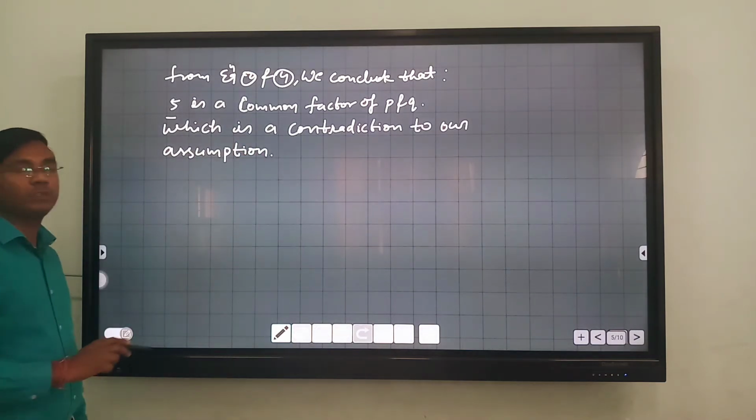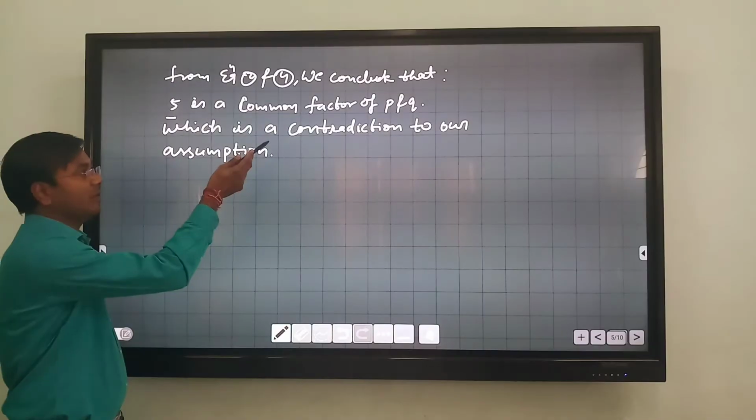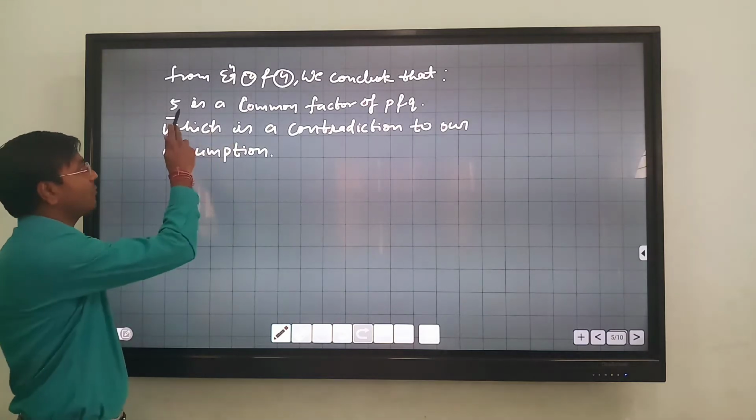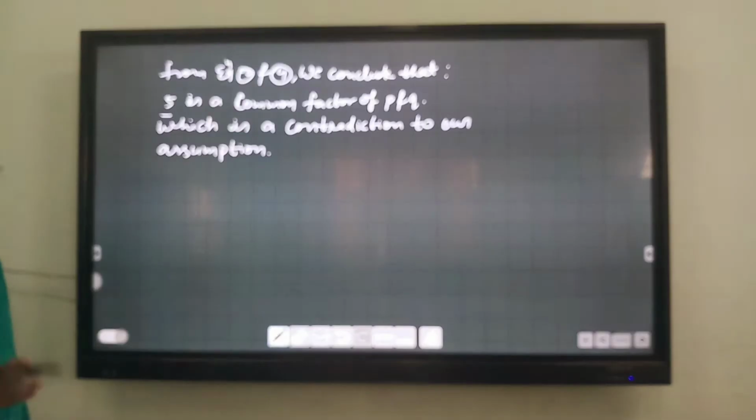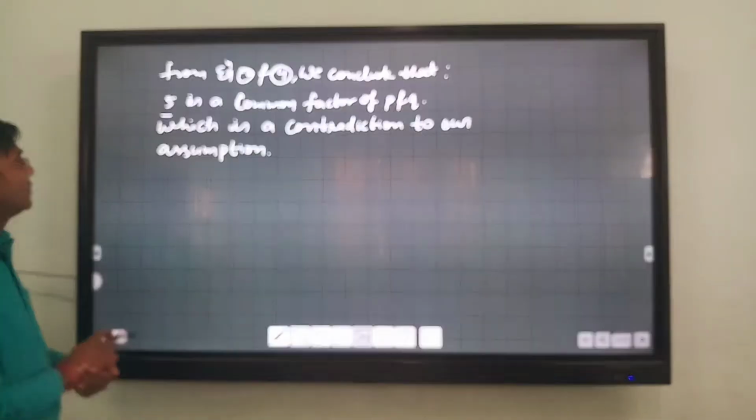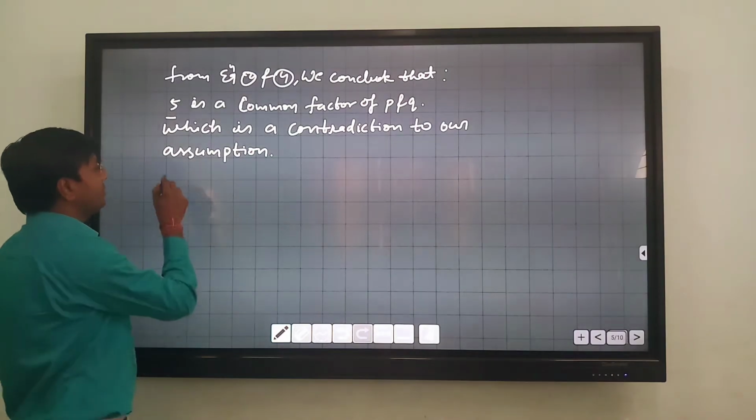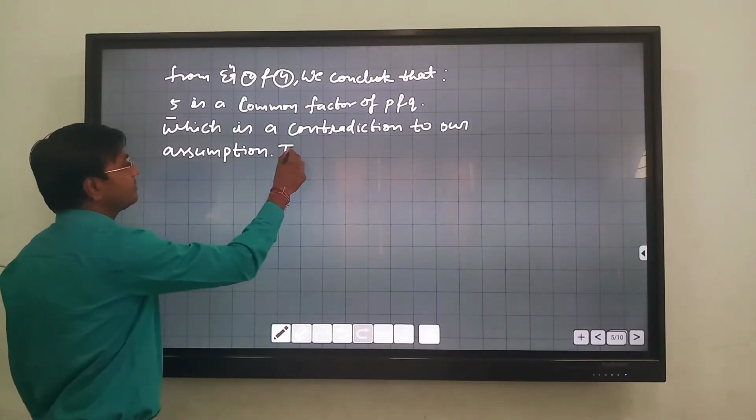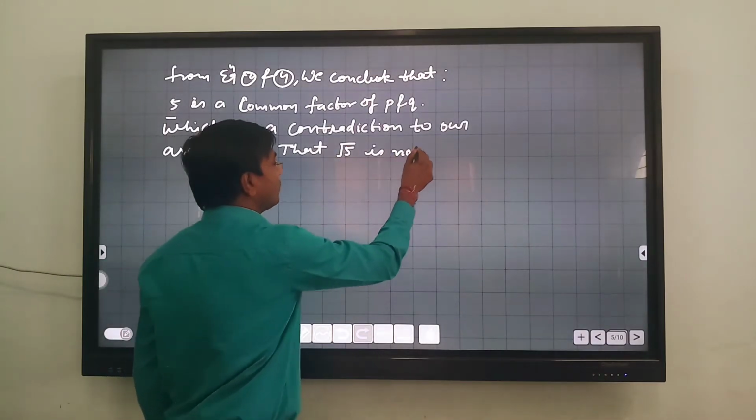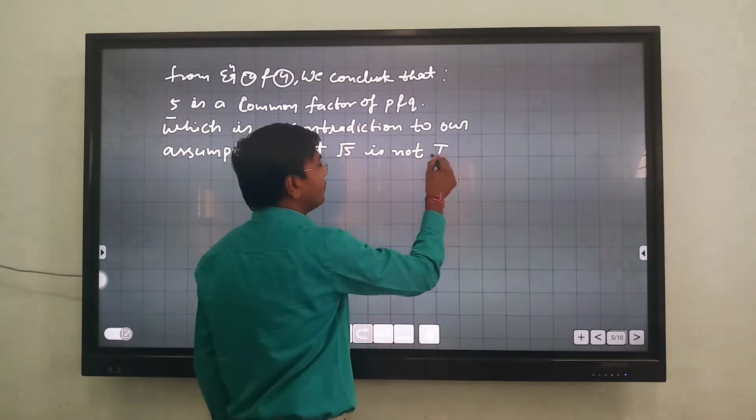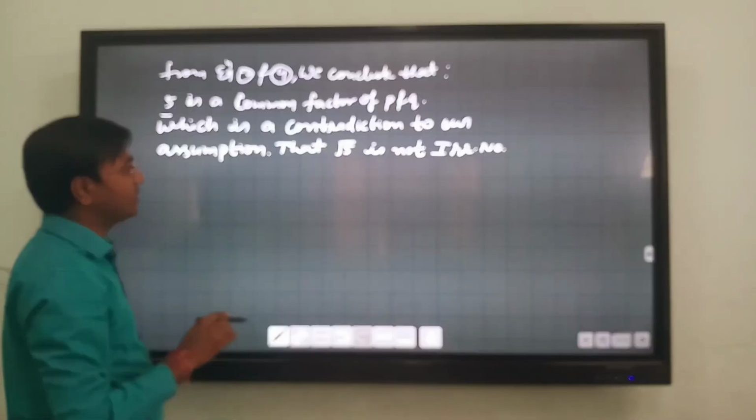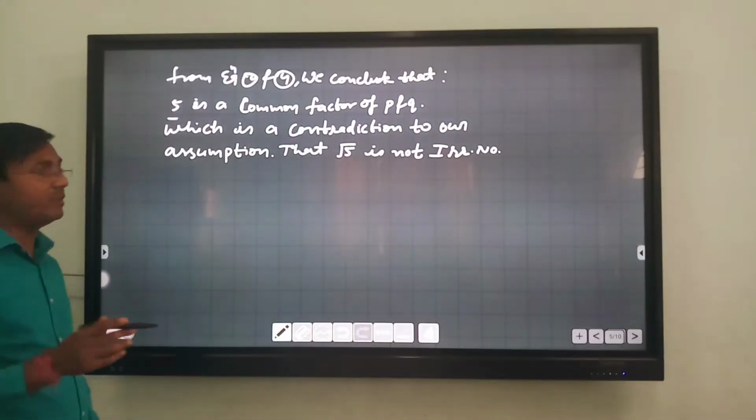Because we had assumed co-prime numbers p and q with only 1 as the common factor, and now we are getting 5 as its common factor as well. We had assumed 1 is the only common factor. It means we are contradicting our statement, which is a contradiction to our assumption that root 5 is a rational number. This was what we had assumed. It means this is a contradiction.